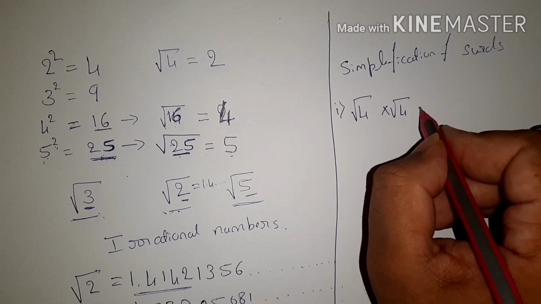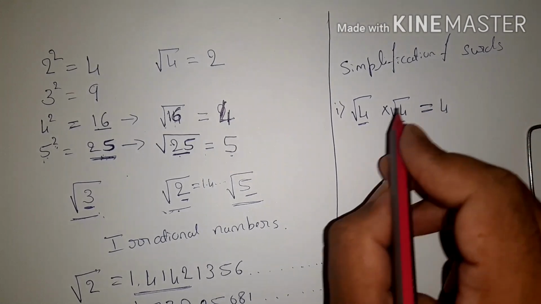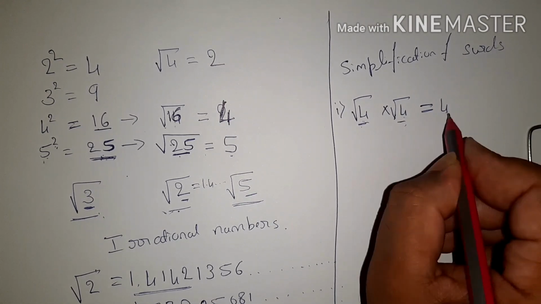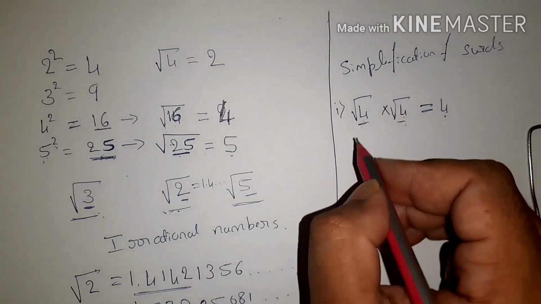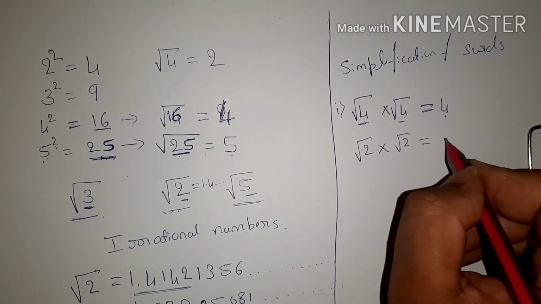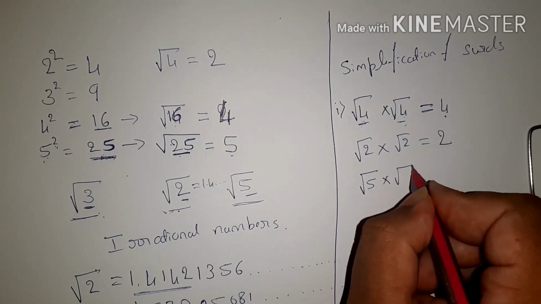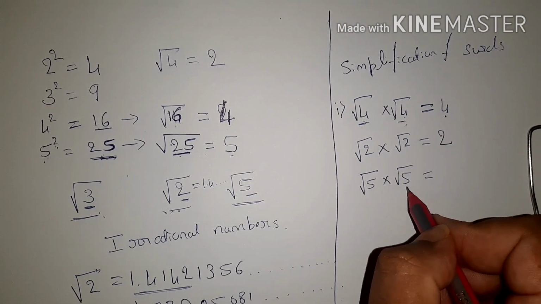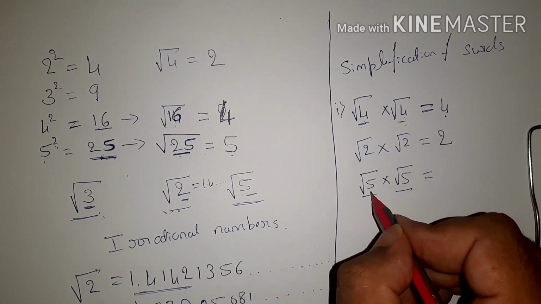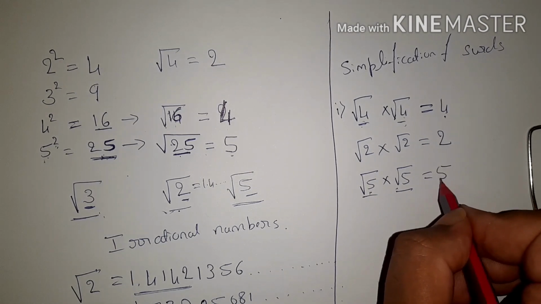If we get this, we can directly write 4. Multiplication of two surds with the same number, we can remove the square root and write directly the number 4. Now take a similar example, square root of 2 into square root of 2. Directly what can we write? We can write 2. Square root of 5 into square root of 5 is not 25, my boys and my girls, understand this. This is just removing the square root and taking the inside number only once, 5.